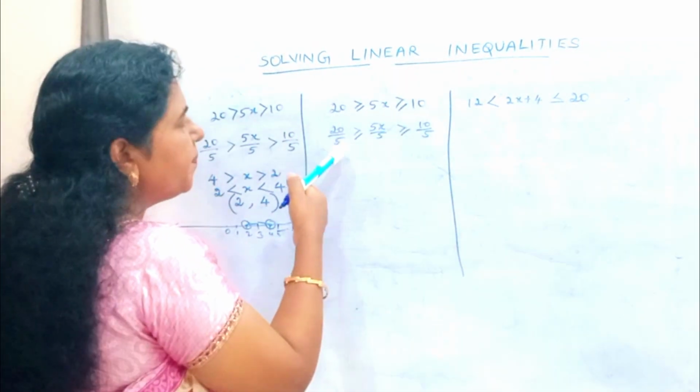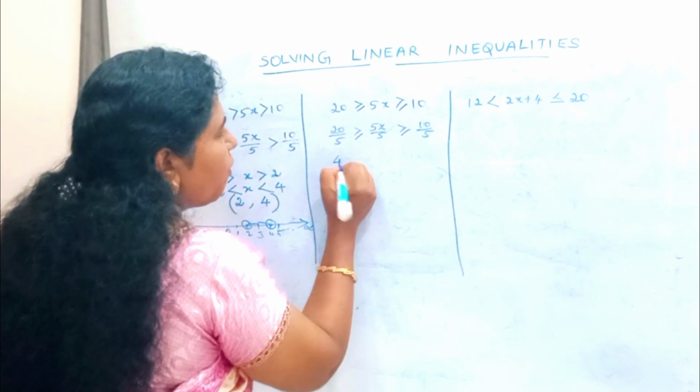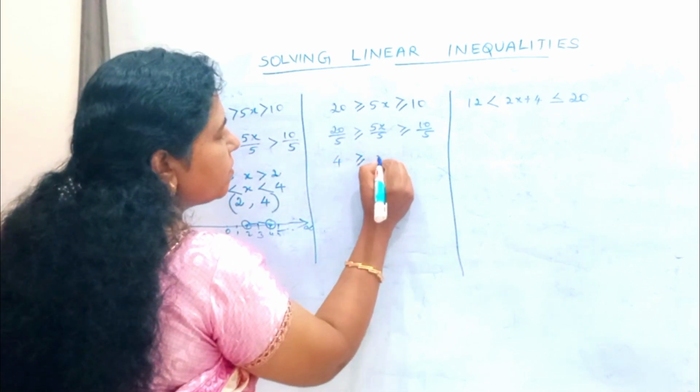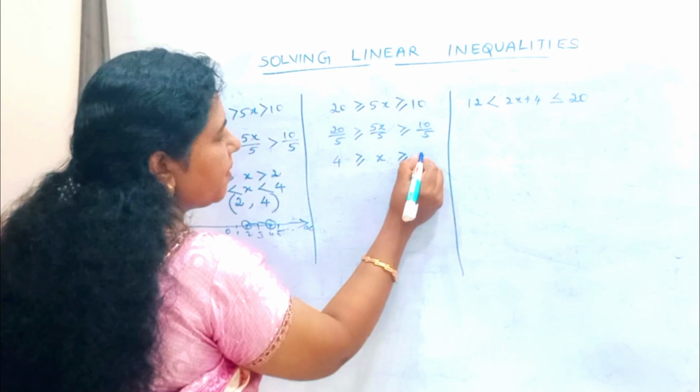Now the next thing, 20 by 5. So it is 4. So here it is greater than or equal to. So here it is x greater than or equal to 10 by 5. So it is 2.